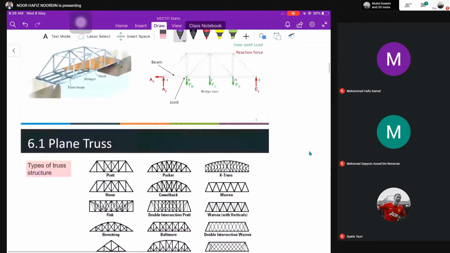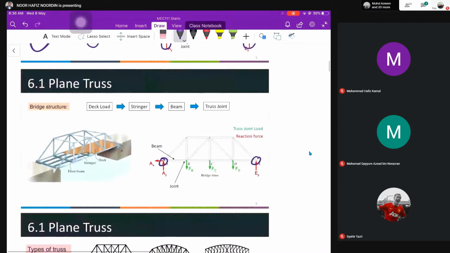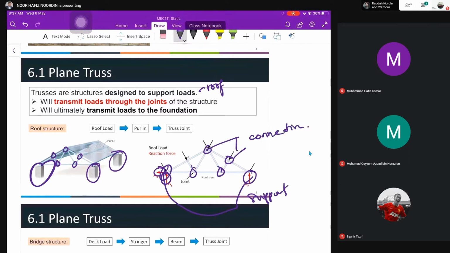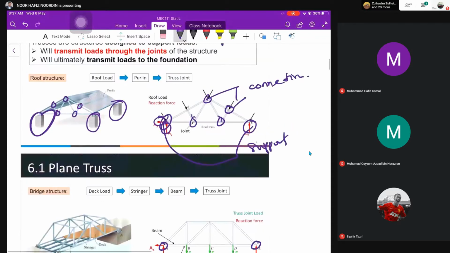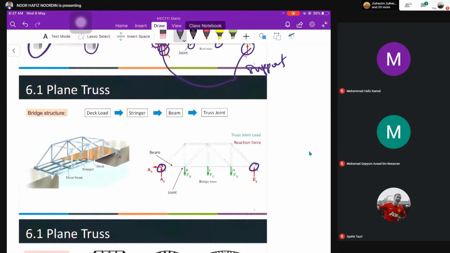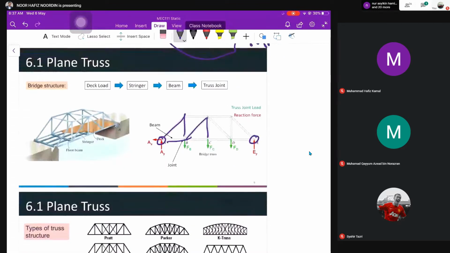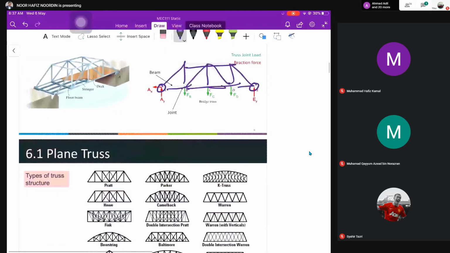Support. So ini kita panggil sebagai support. Okay. And ini support. So ini dua adalah support. And then yang ini adalah connection. Okay. And then this is the example of bridge structure. Okay. Structure, so kita ada dia standard member, combination of member, and then jadilah terbentuk dia punya bridge ataupun truss. Alright. This is types of truss structure.